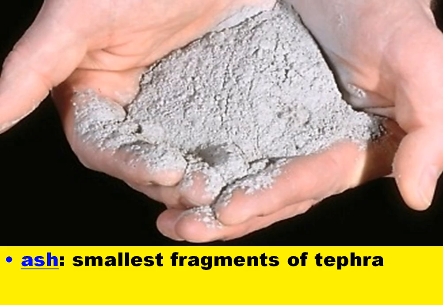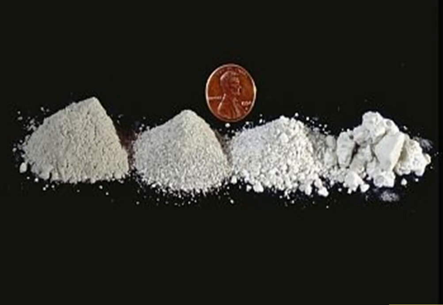And ash is the smallest fragment of tephra. And here we can see even the ash has different size ashes. So it's pretty small. It's going to easily be distributed by the wind system and by the atmosphere. So if this gets blown into the atmosphere because of a major volcanic eruption, it's going to travel.